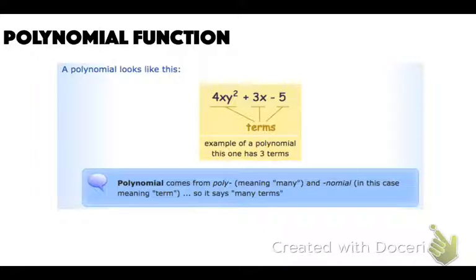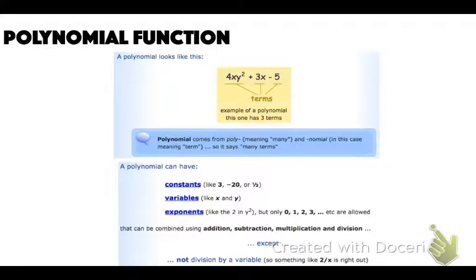polynomial, poly means many, and nomial in this case means term. Nomial has different meanings, but in this case it means term. So really polynomial means many terms. So polynomials can have constants, variables, and exponents. They can be combined with addition, subtraction, and multiplication. We've already done those ones, and we're going to be doing division.